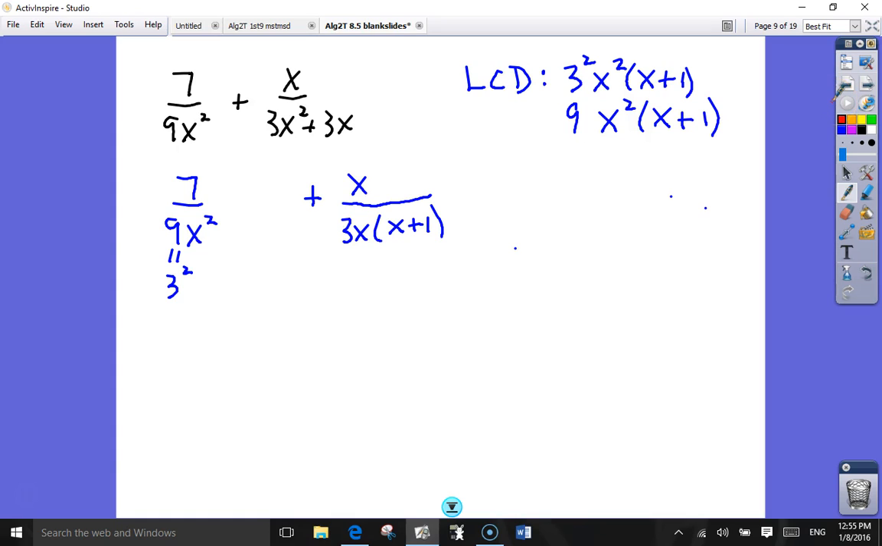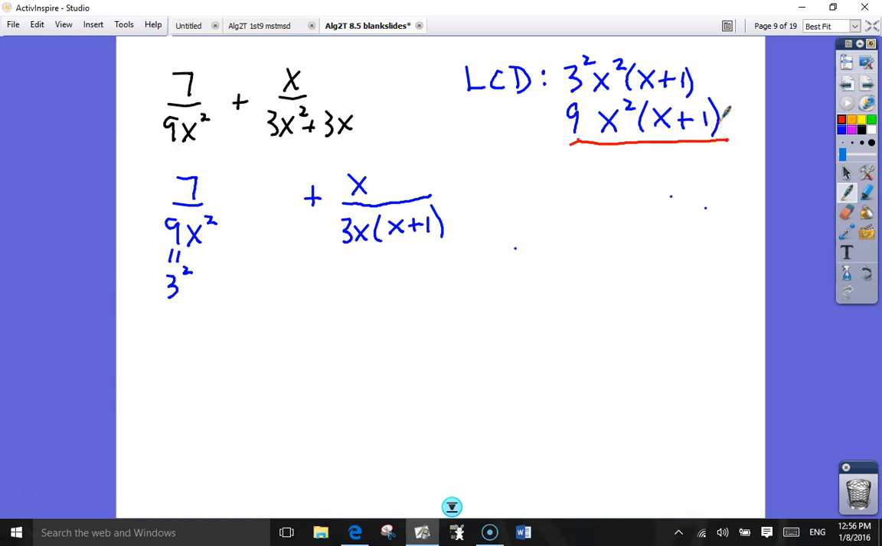What's that? What do you mean, where's it go? Here? It's not gone. It's still there. We haven't done anything yet. All I've done is say this is the least common denominator is going to be this.